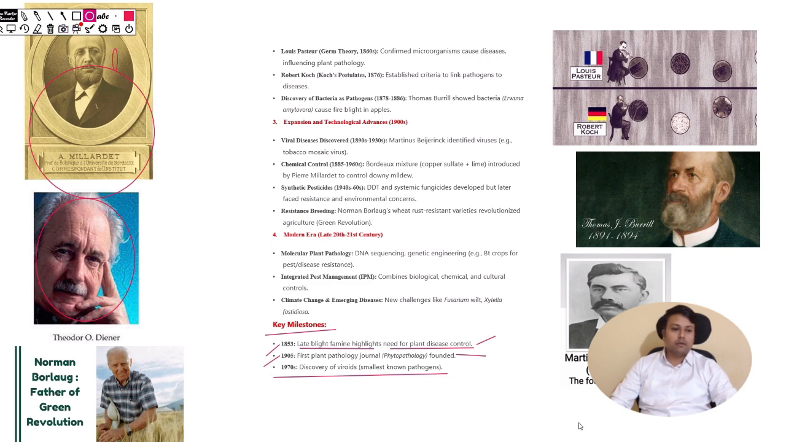And he is Martinus Beijerinck, who discovered the virus. That is, he showed that the virus TMV can pass through the bacterial filter. And T.J. Burrill showed that Erwinia amylovora is caused by bacteria. He is Norman Borlaug. He introduced wheat rust resistant varieties in India, which led to good crop yields in wheat.